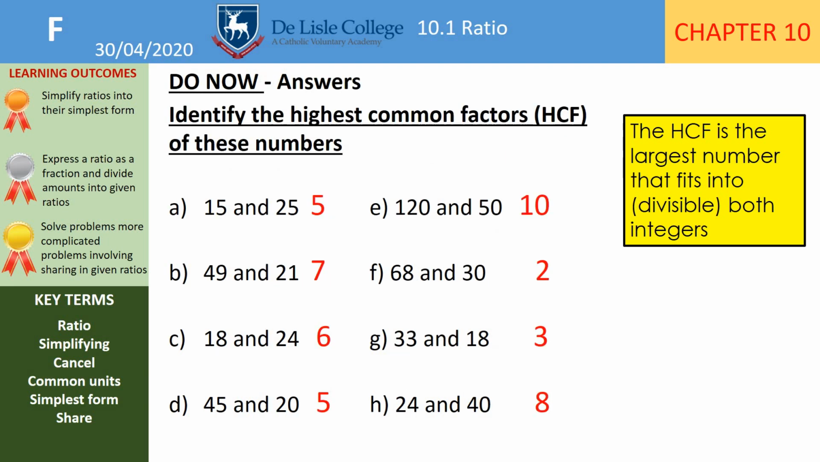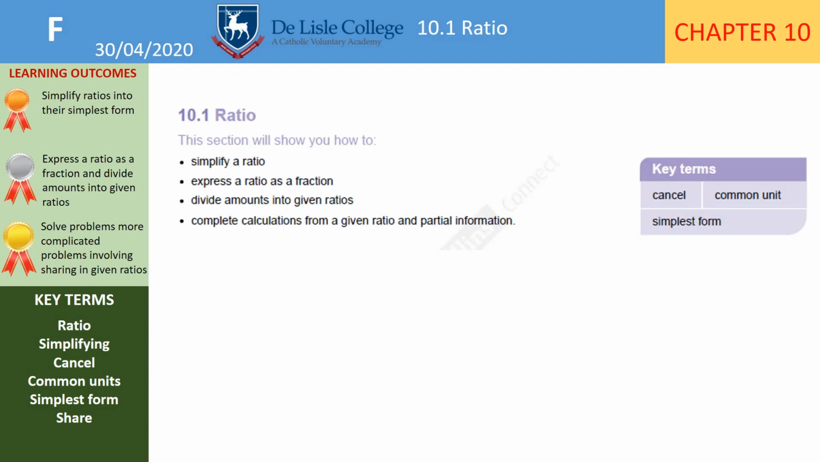And here are your answers to your do now task. Notice we're looking for the highest common factor, mark them carefully. So for example on H, factors of 24 and 40 include 1, 2, 4 and 8, and we were looking for the highest common factor, so it will be 8. Okay, and when you're ready, click to the next slide.